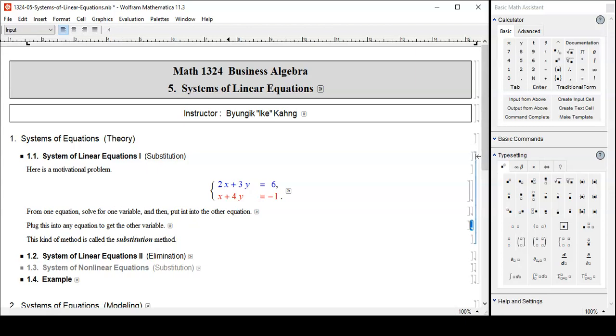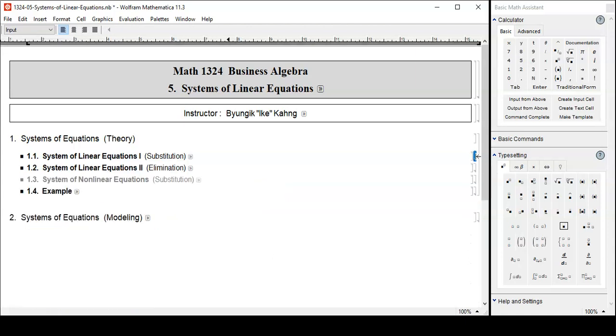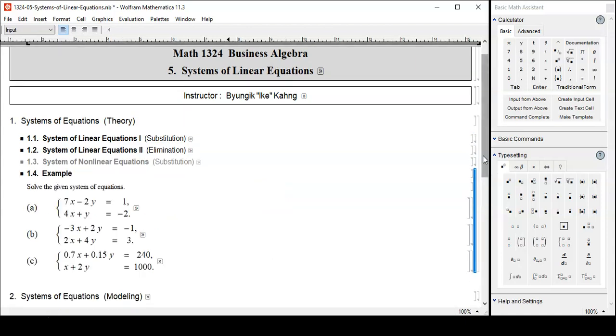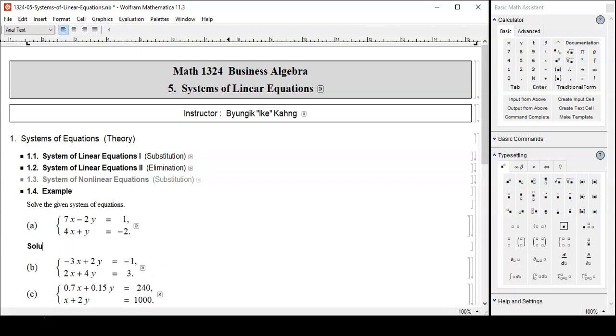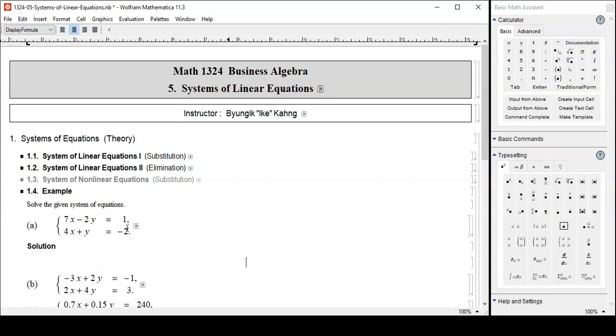Now we don't have enough time to go to elimination method, so instead let's go to an example problem and then utilize a substitution method. Let's see, we have two questions here. We do not have enough time to complete even one of them, so let's go ahead with this one and then I'll give you a partial solution. Okay, we have the first equation, 7x minus 2y equals 1, and then the second equation, 4x plus y equals -2. Now, which variable would you like to solve from which equation?